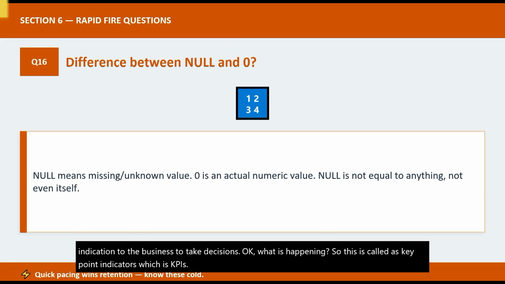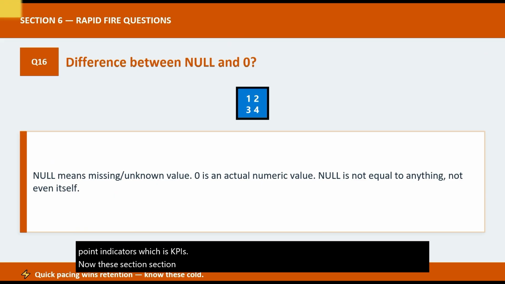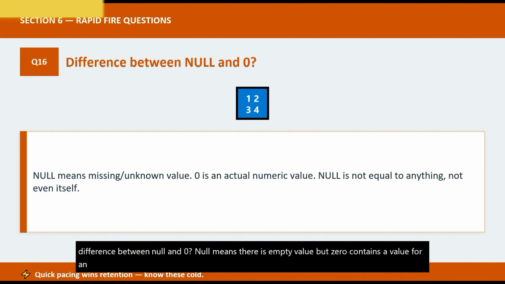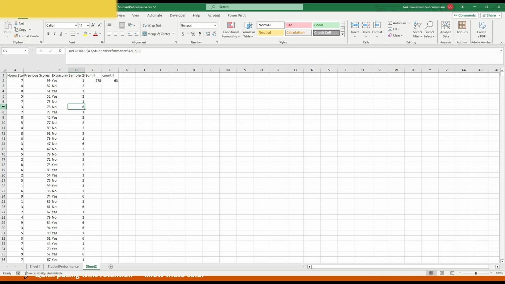Now, this section 6 will contain all the rapid fire questions where you will be able to answer the differences. What is the difference between null and zero? Null means there is an empty value, but zero contains a value. For an example, let's go back to our Excel. Here, let's say I just remove all the other values.